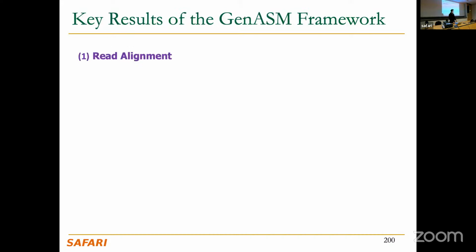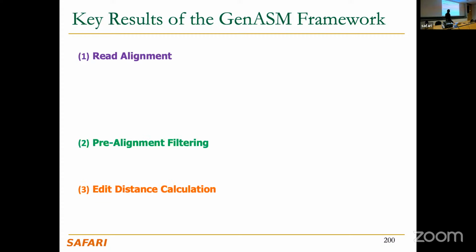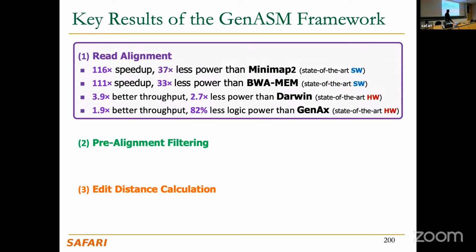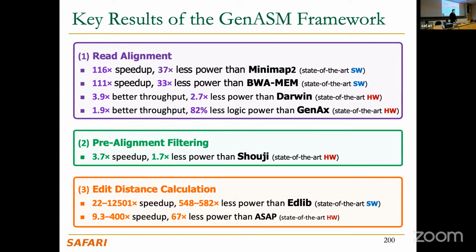So what we show is that GenASM can actually be used in many steps in genome analysis. It can be used for read alignment, it can be used for pre-alignment purposes, and it can also be used for edit distance calculation for any use case. And basically, by co-designing the highly parallel algorithm that also contains bitwise operations with specialized hardware, we're showing that this can achieve extremely significant speedups and also energy efficiencies.